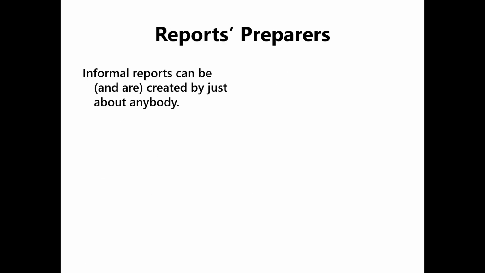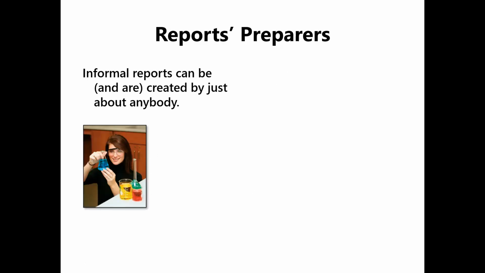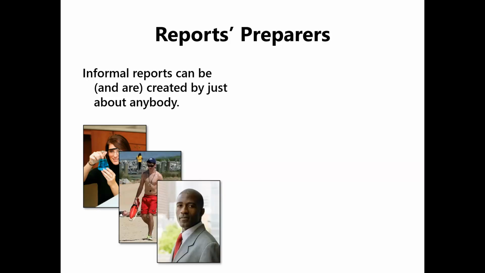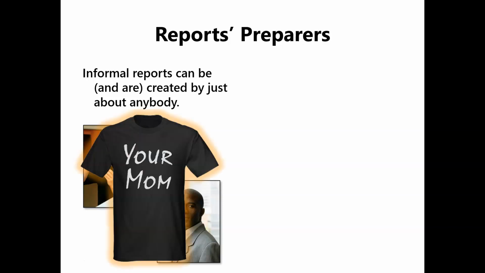Who prepares these things? We talked about this a little bit, but informal reports can be, and are, created by just about anybody. For example, chemistry students, lifeguards, business people. All these people will create informal reports. So the science student, hey, this is a lab report, here's what I did in class. The lifeguard, I applied first aid to so-and-so because. The businessman, I went on a travel trip, well, not necessarily during the COVID-19 pandemic, but I went on a travel trip and I talked to these people and these are my business possibilities. So informal reports, all sorts of possibilities, all sorts of people.